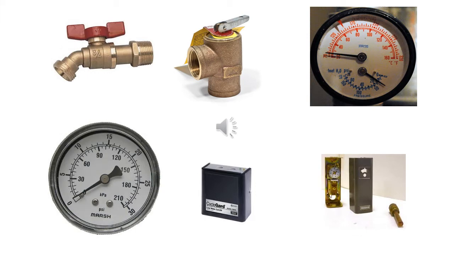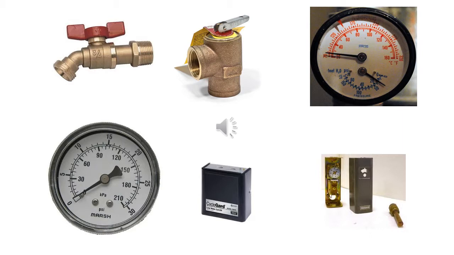The common parts you will find on both a steam and forced hot water boiler are a boiler drain, pressure relief valve, low water cutoff, a temperature gauge, a pressure gauge, and high limit control. All of the parts except the boiler drain, temperature, and pressure gauges are safety devices. The safety devices are used to ensure the boiler only operates in a safe manner.